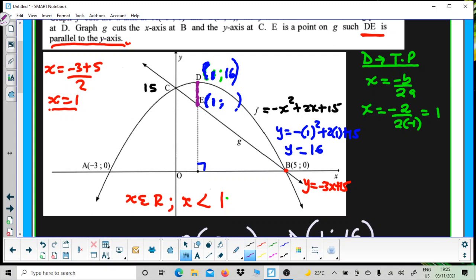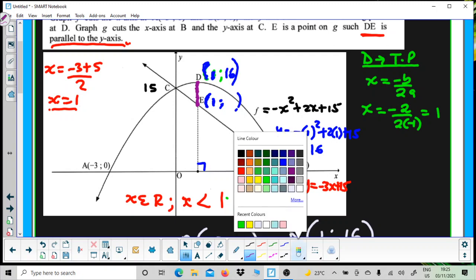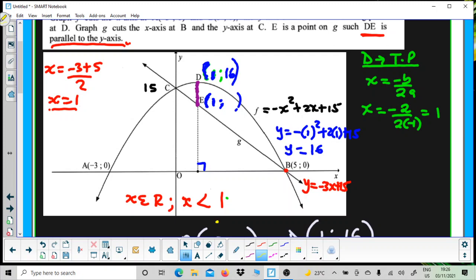Because this is a vertical distance, you do not have to use the distance formula. You'd be wasting time if you do so. All you need is to get the y value at E. To get the y value at E, you have to ask yourself, which function is E on? It is on g of x. And we know that for g of x, the function itself is -3x plus 15. So when x is equal to 1, what is the value of y? That is what we are asking ourselves right now. The value of y is going to be 12.